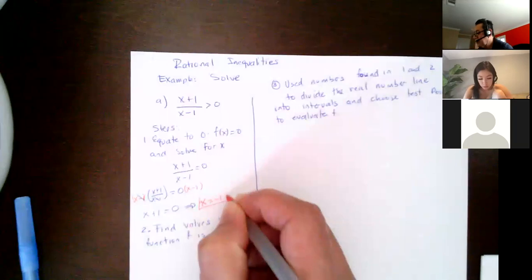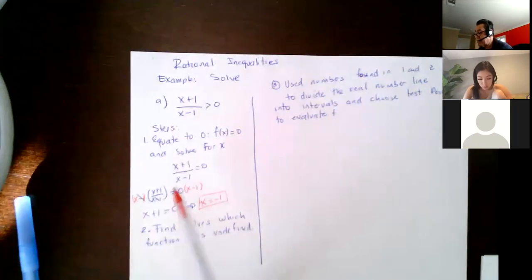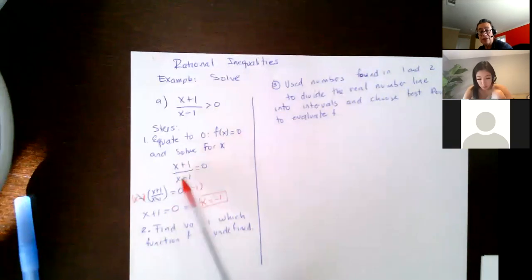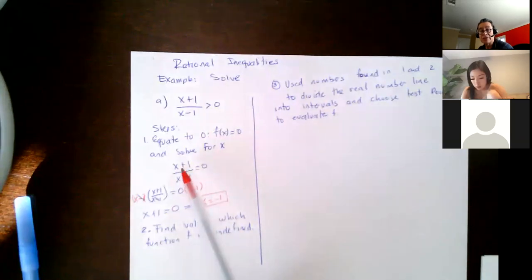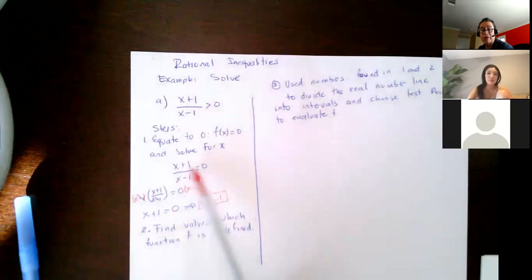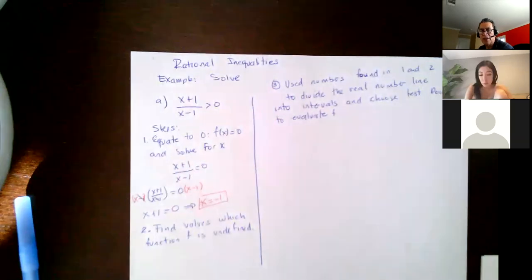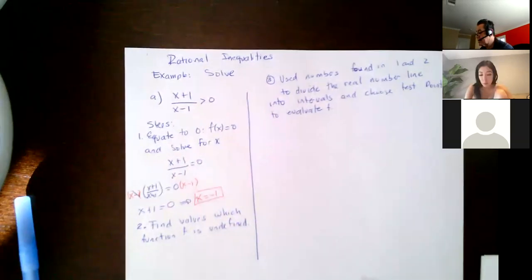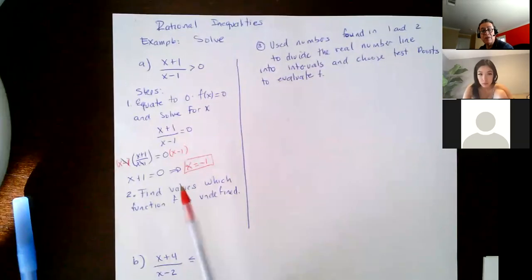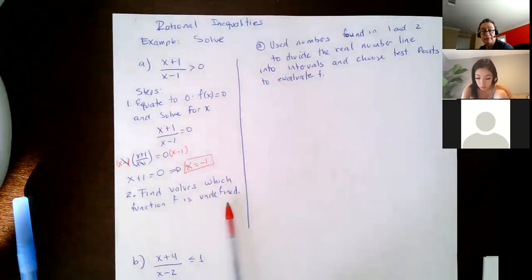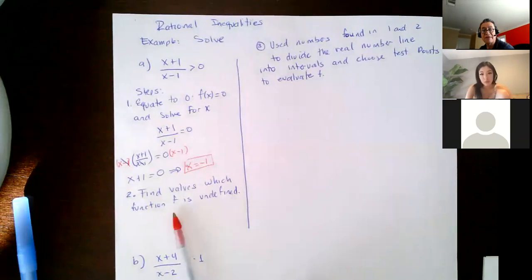All right? So the shortcut, you guys, every time that you have a rational equation and you're going to solve for x and you equate it to 0, you're going to be left with the numerator equals 0 and you solve the numerator for x. That's the shortcut, you guys, all the time. So we got x equals -1. And now step number 2, it says find values for which function f is undefined.